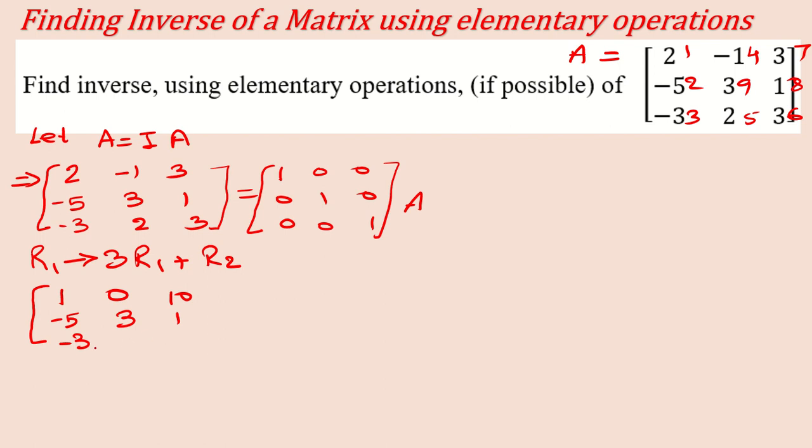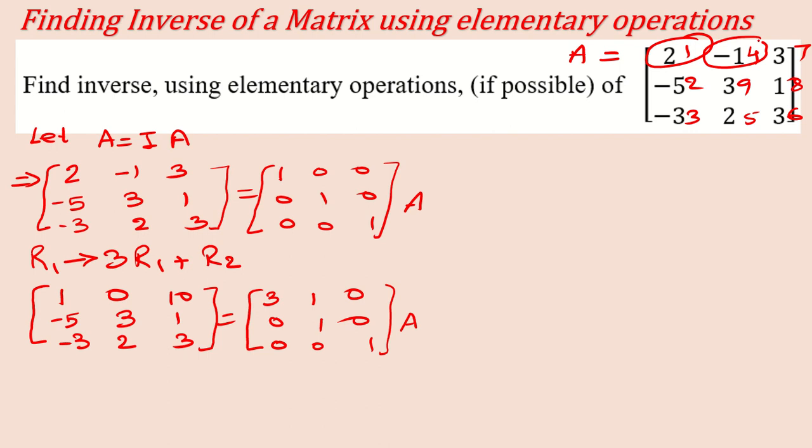So it will be minus 3 and 2 and 3 without any change, equals the same operation here. R1 is equal to 3R1 plus R2, meaning 1 times 3 plus 0 is 3, then 1, then 0, 0, 1, 0, 0, 0, 1 times A. Now you see this operation is finished, and luckily it finished because here we got 0.